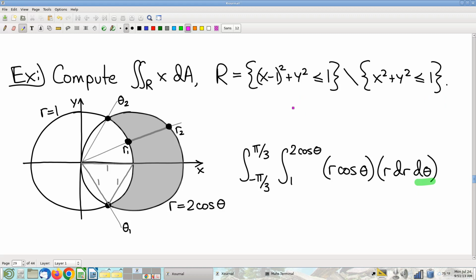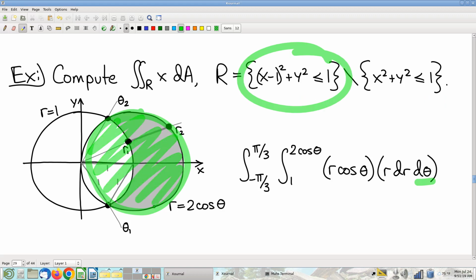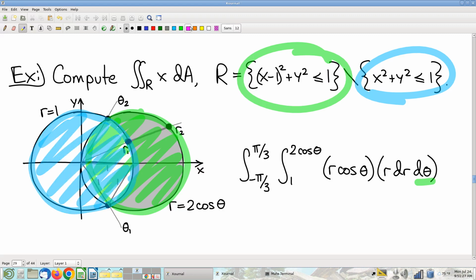And if you look at what those disks are, this one is this disk right here, and this one is this disk right here. And what this notation here means, that backslash, is everything that's in the left set but which is not in the right set. So think of it as taking a blue bite out of the green disc, and that gives you this. Is that cool?